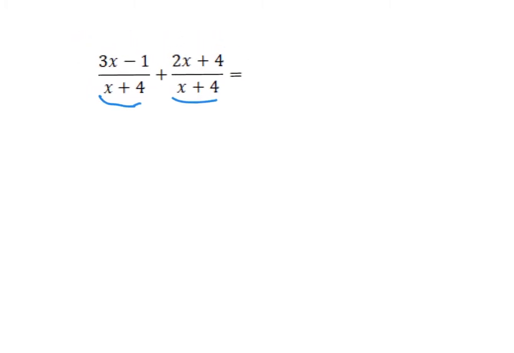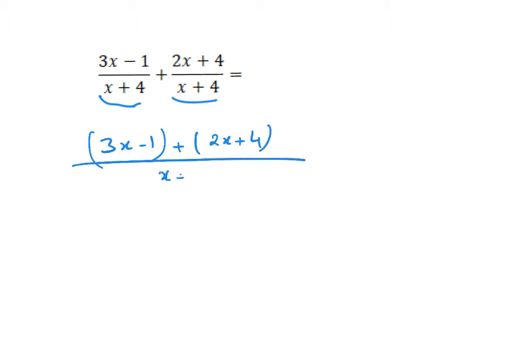So we're just going to add the numerators on the top, which is going to be 3x - 1 + 2x + 4 over x + 4. We write x + 4 only once because that's the common denominator. And we don't have any problem with the sign since we're adding, so we can remove the parentheses. We're going to have (3x - 1 + 2x + 4)/(x + 4).